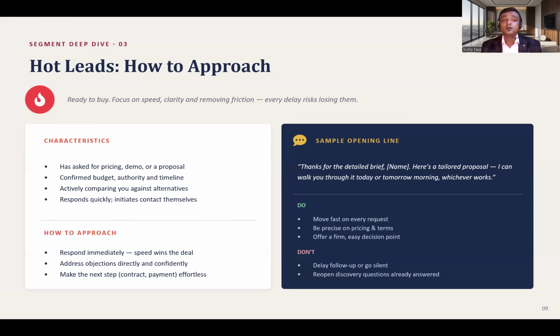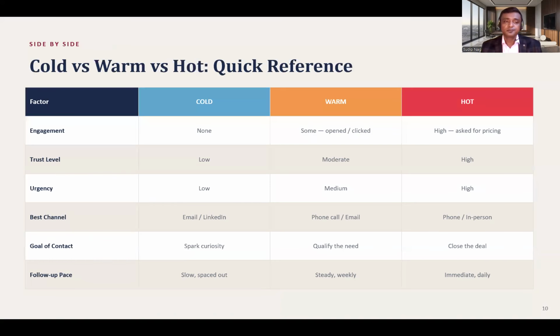Then comes the hot lead, who is ready to buy. They have definitely asked for the demo, so give them the demo and the proposal, and confirm the budget, authority, timeline, etc. And the response should be nice and fast, respond immediately. Speed wins. This is where speed wins the deal at times. Address objections immediately and confidently. So here you are already on the verge of conversion.